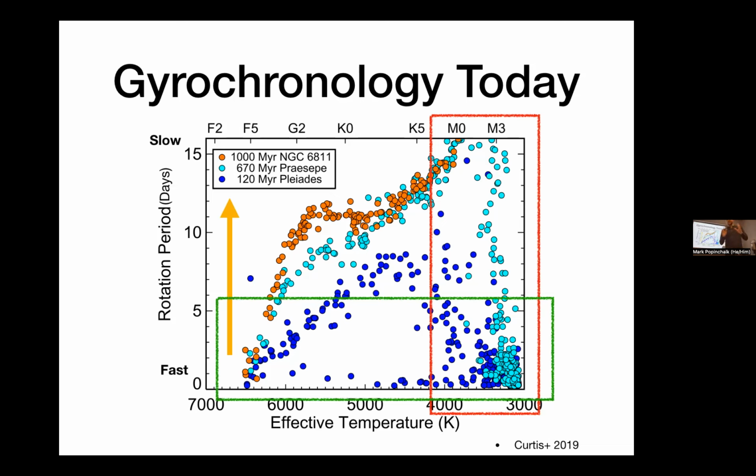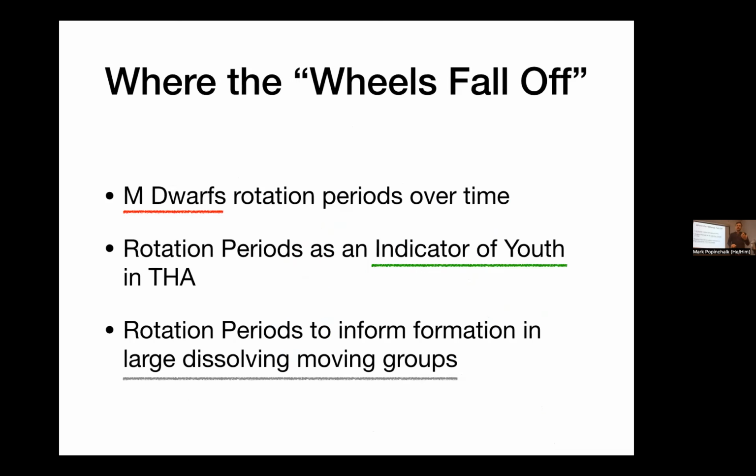So yes, I'm going to be talking about where things fall off, and I'm going to be talking about 3 projects that I'm involved in. One that looked at M-dwarf rotation periods over time, one that looked at rotation periods as an indication of youth in the Tucana-Horologium Association, and then one that talks about rotation periods to inform formation of large, young, dissolving moving groups.